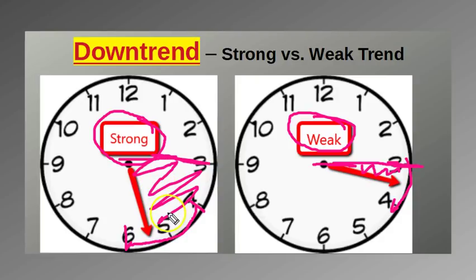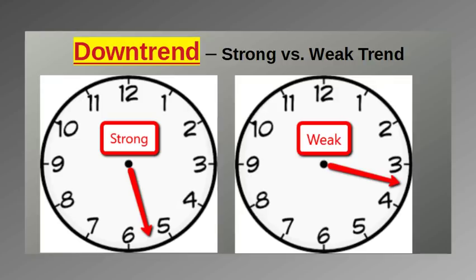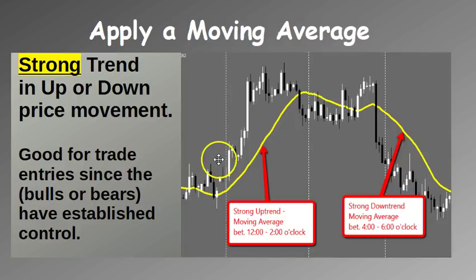So again, guys, this is super easy, and I am really surprised that a lot of traders don't get this. They're placing trades in very weak zones on a chart, when the trend is very weak, instead of the strong. Always remember that. Always look for the strong trends. Okay, so back to the chart.